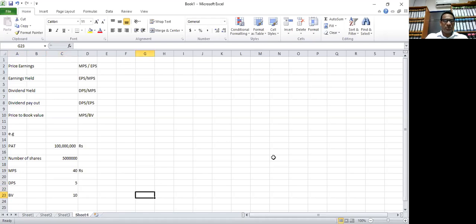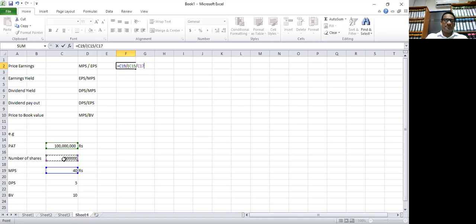So how do we calculate these ratios? MPS is 40. Price earnings is MPS divided by EPS. So how do we calculate EPS? PAT, profit after tax, divided by number of shares. So price earnings is 2 times. All these are times. You can see the calculation here again: MPS divided by EPS, and EPS is profit after tax divided by number of shares.